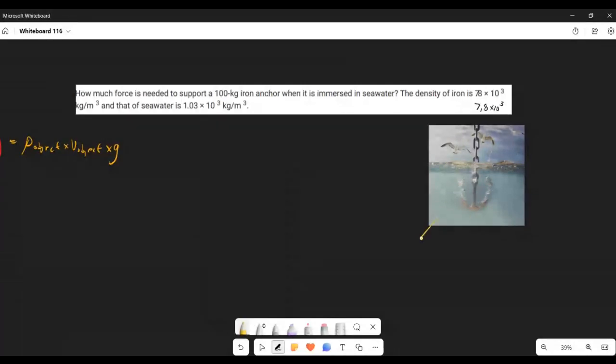So our density of our seawater is 1.03 times 10 to the power 3, right? And the density of the anchor is 7.8. So the density is more for the anchor, right? How's the force going to look? What's going to be a greater force? The weight, right? Is it not so?